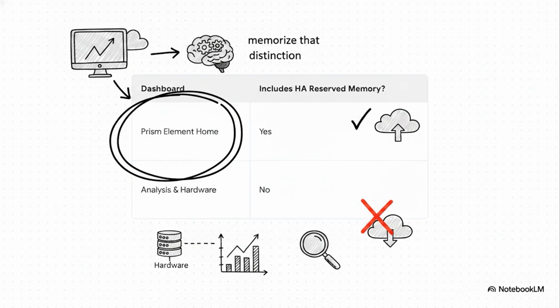The Prism Element Home dashboard gives you a holistic, high-level business view. Therefore, it includes both the memory consumed by running VMs and the memory reserved for your HA failover insurance policy. However, if you click over to the Analysis dashboard or the Hardware page to look at hypervisor memory usage, those graphs do not include the HA reserved memory. They're showing you raw current physical metrics, only what is actively being used by the hypervisor and running VMs at that exact literal second. You really need to memorize this distinction between the business view and the raw metric view.